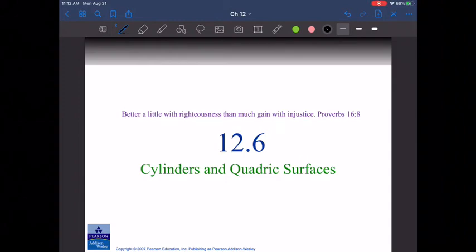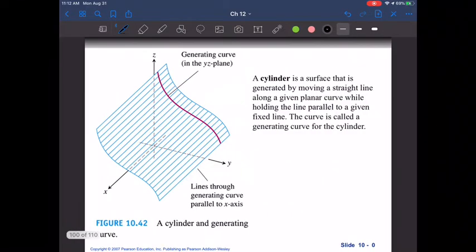All right, we're going to go ahead and go through here and look at some other kinds of surfaces other than just planes. So let's get going with this. First we have the general idea of a cylinder, and it's a surface that is generated by moving a straight line along a given planar curve while holding a line parallel to a given fixed line. The curve is called a generating curve for the cylinder.